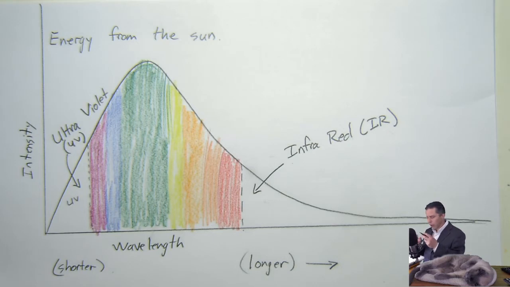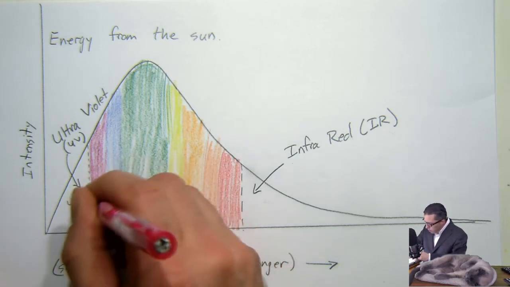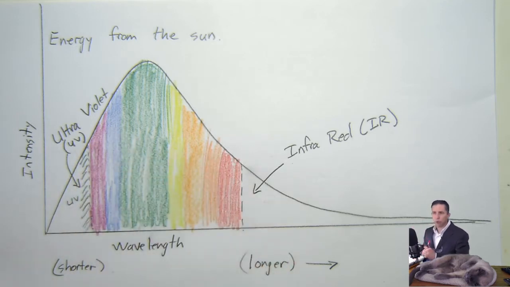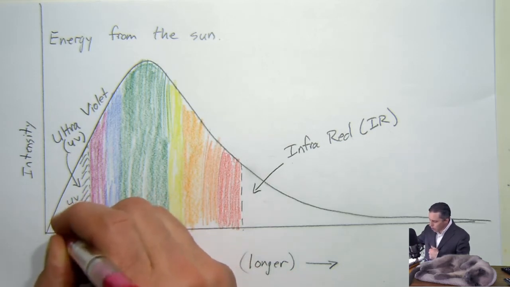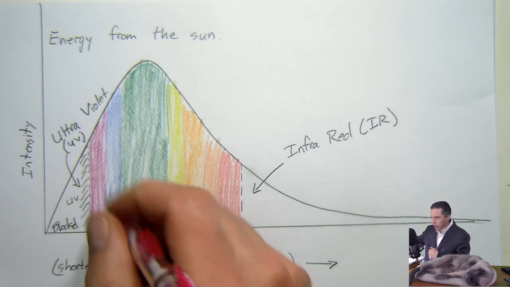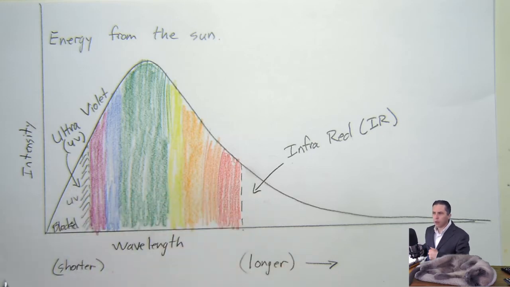Okay, so this little segment right here of UV is the UV that gets through. It's the UV that gets all the way to the surface. And the UV out here, this is the UV that's blocked by the ozone layer. Okay, so these shorter waves, it turns out, have more energy and they're more dangerous to us.